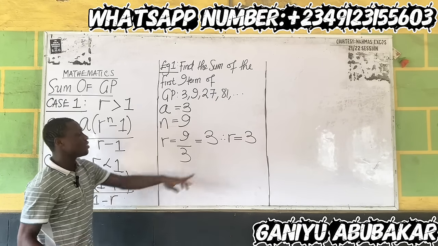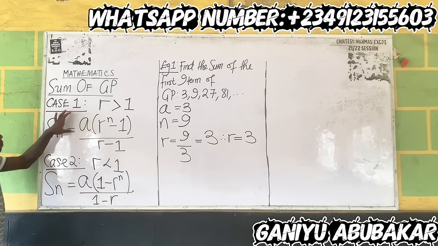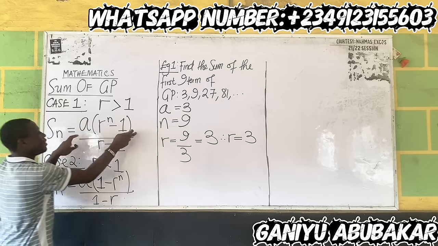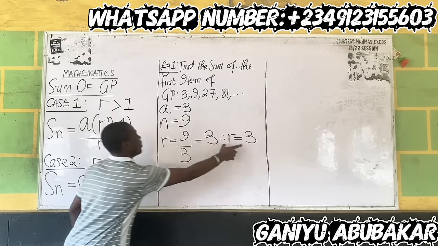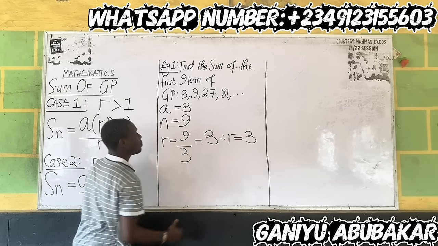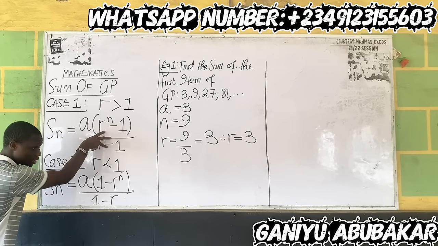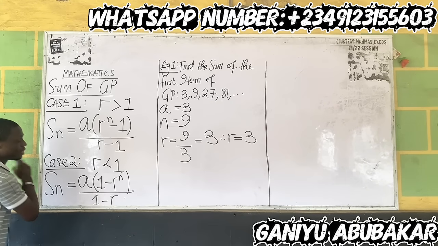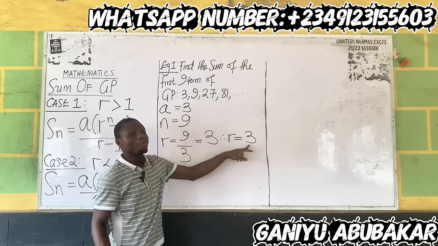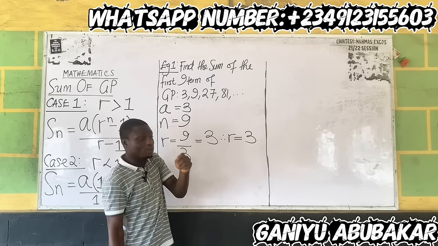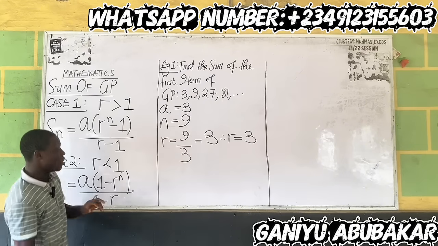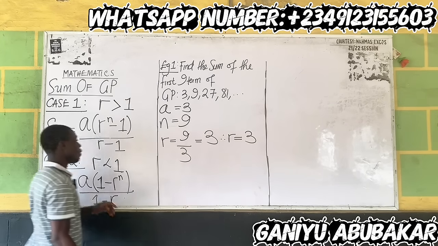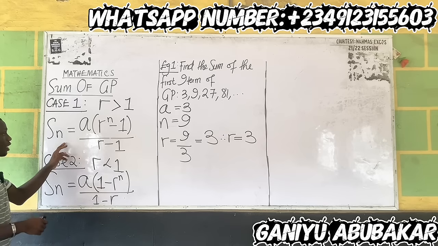If R is 3, which formula am I applying? We said when R is more than 1, apply this one. In this case R is 3, so does it mean R is more than 1? Of course, yes, 3 is more than 1. So I'll apply this one here. I can't apply the other one. If R were perhaps 1 over 2, which is less than 1, I'd apply that one. But R here is more than 1, so I'll apply this mathematical expression.